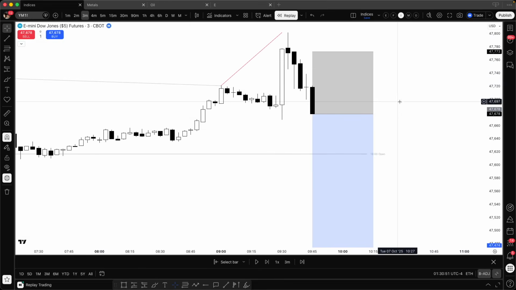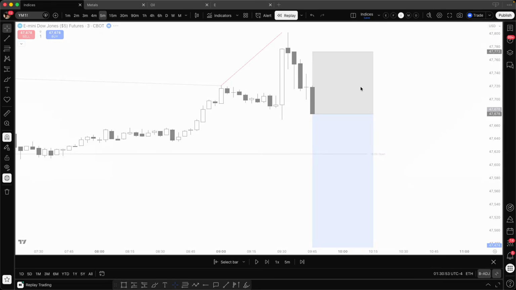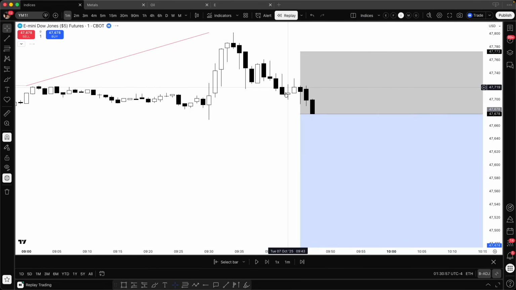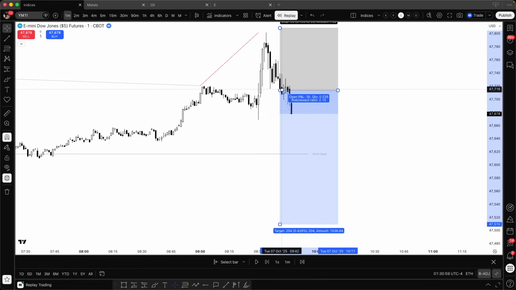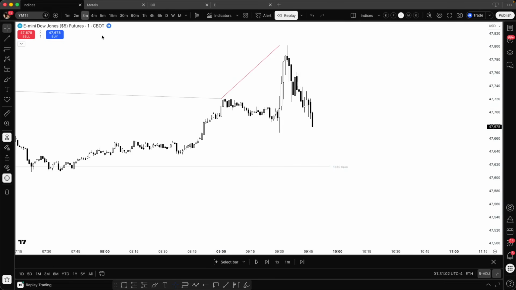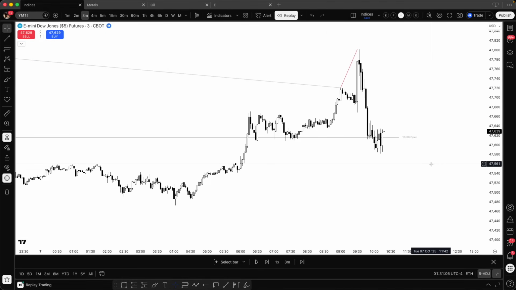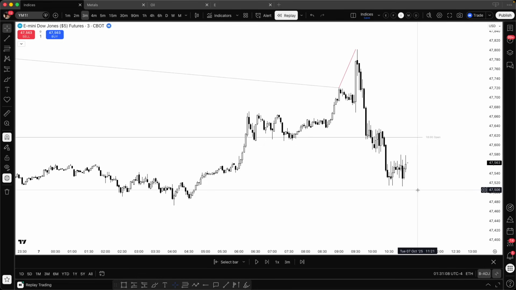Now you can wait for a retrace here. I just want to enter right here, and I'm pretty sure you could refine it to the 1 minute as well, whatever trading model you take, as long as you are targeting a valid draw on liquidity. Let's play this out. As you can see, we get that dump lower, right?